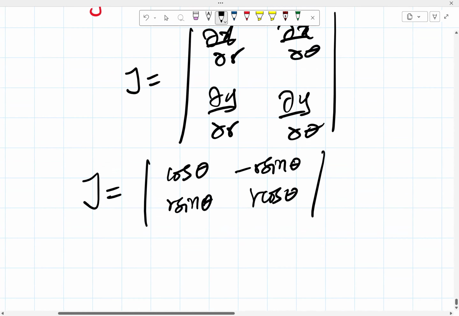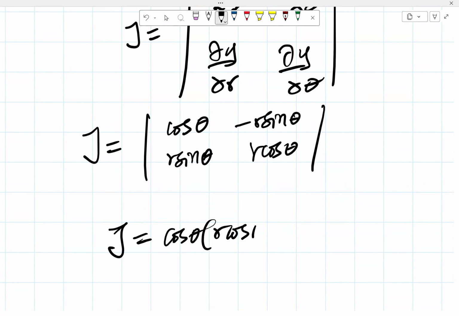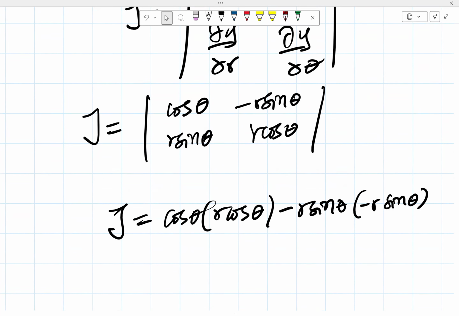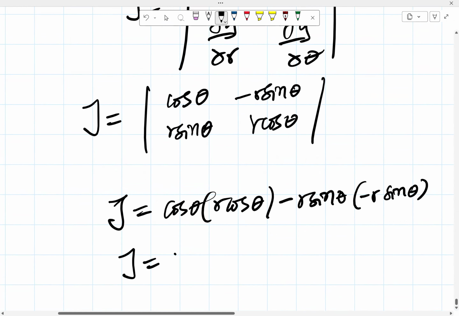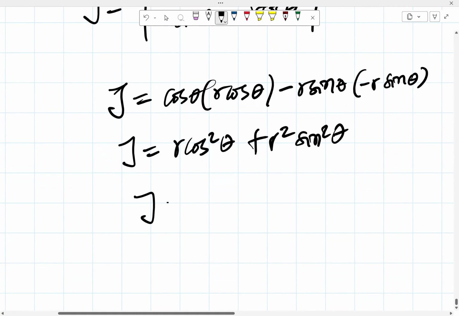So the Jacobian now is cos theta times r cos theta minus r sine theta times minus r sine theta. There was a minus there before, so you have another minus outside. So this is r cos squared theta, minus and minus is plus r squared sine squared theta.